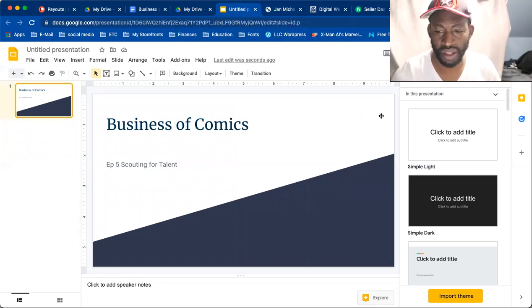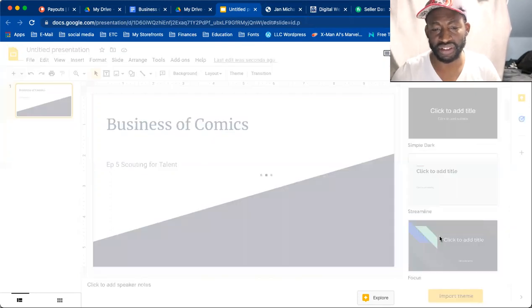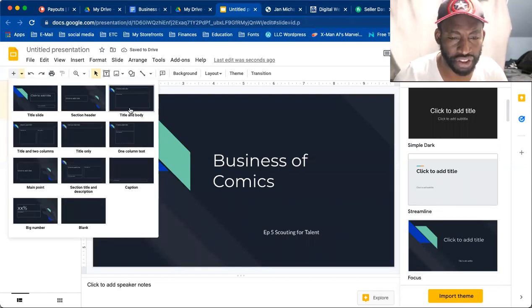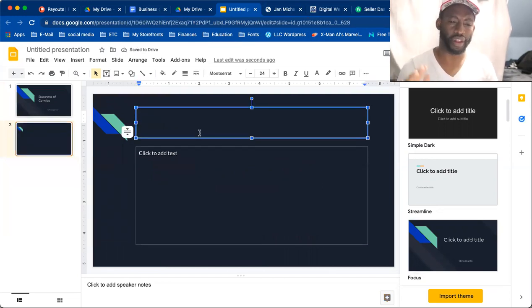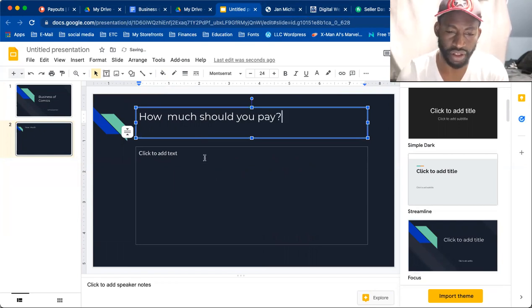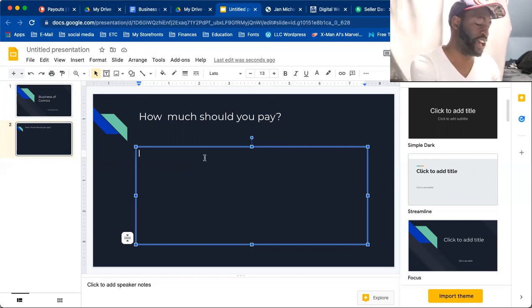So I'm gonna actually change my theme because it's not, there we go. So how much should you pay? So I'm using a chart from, I wonder if I can find this. I guess I should have done that at least before this.